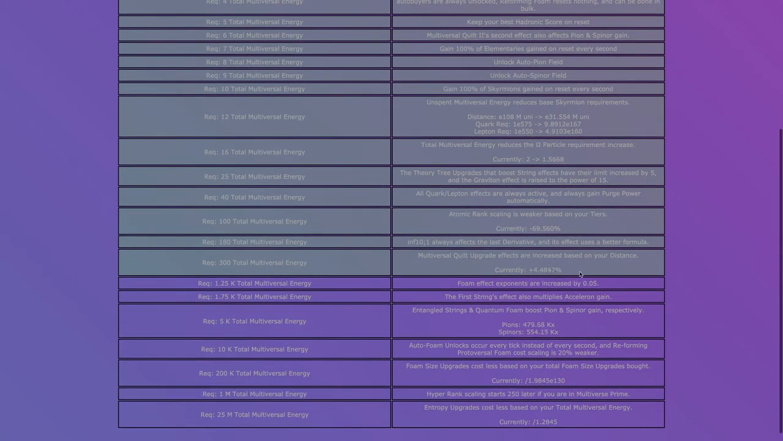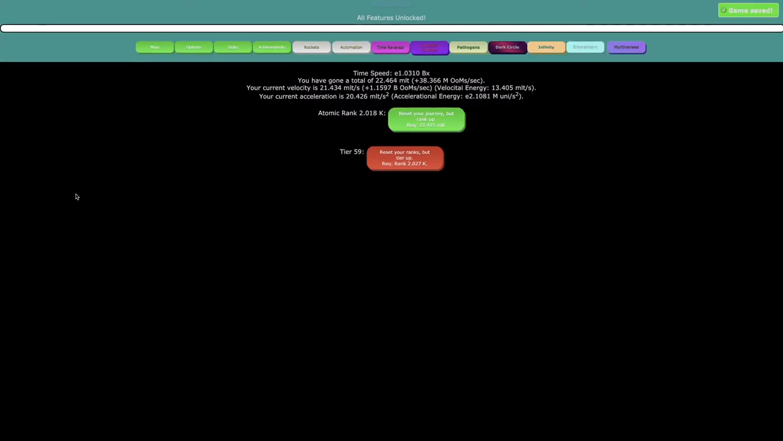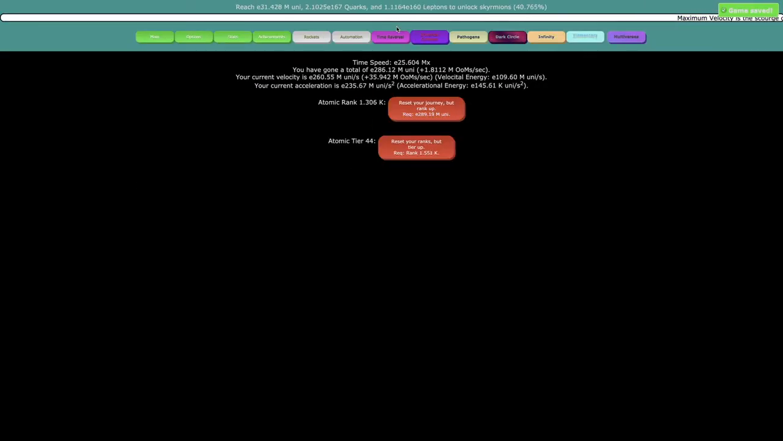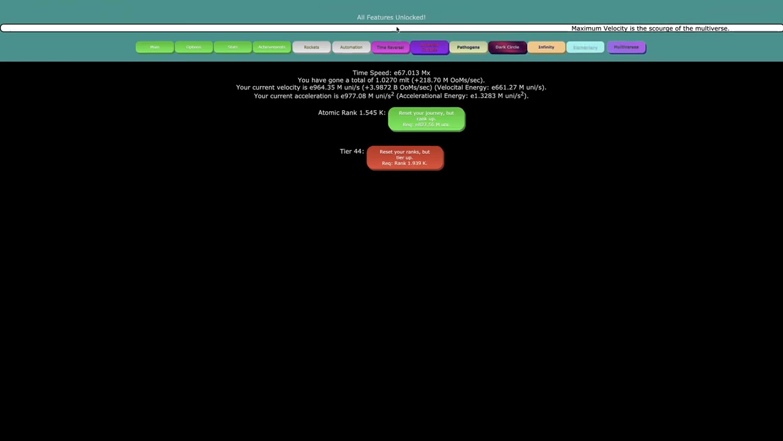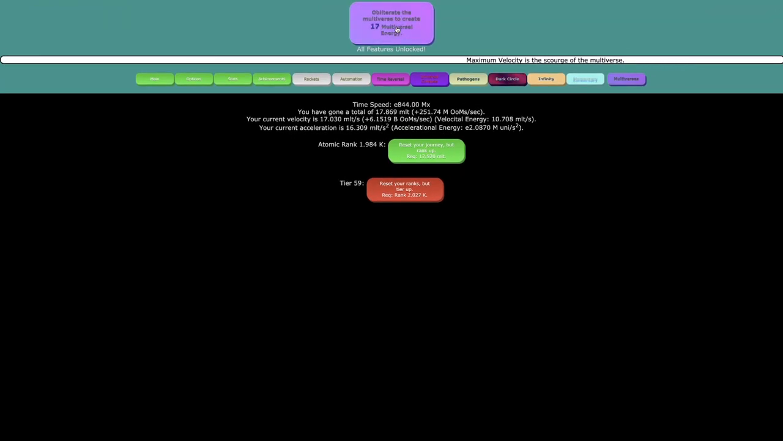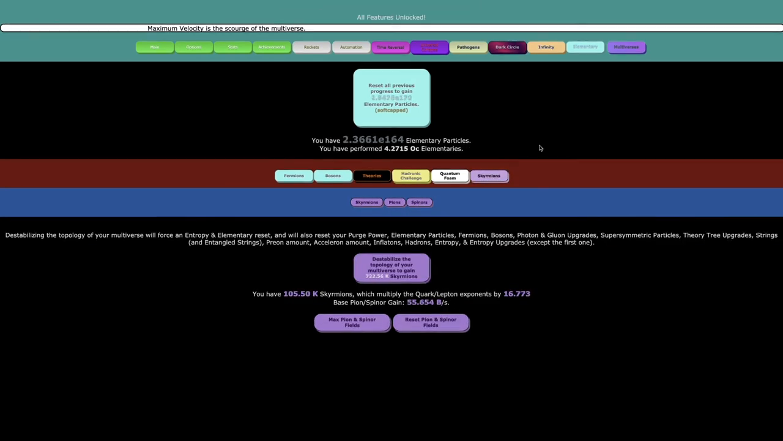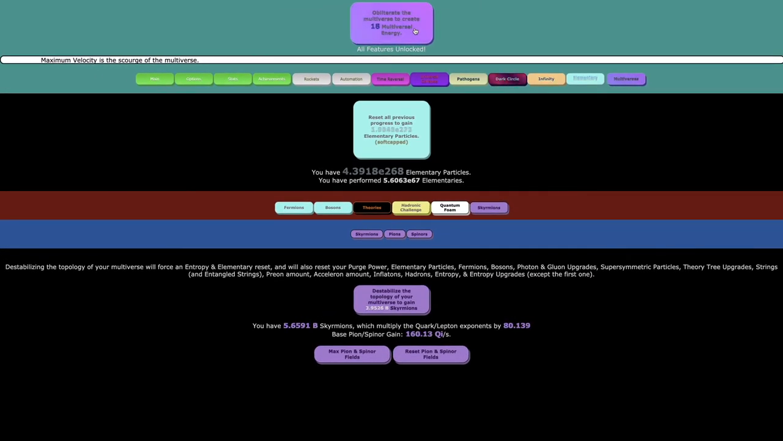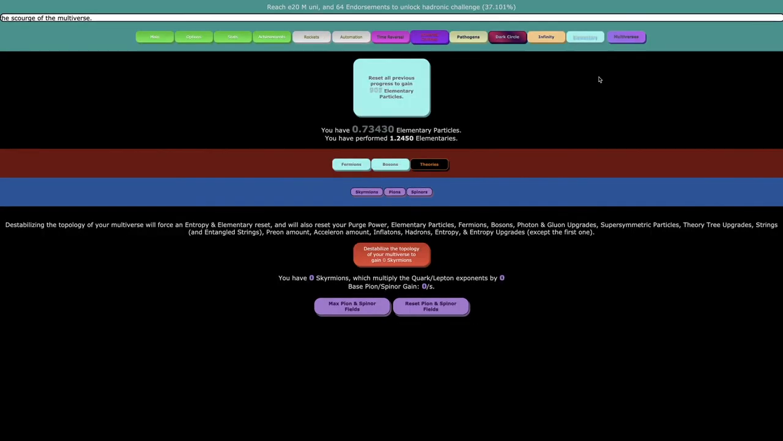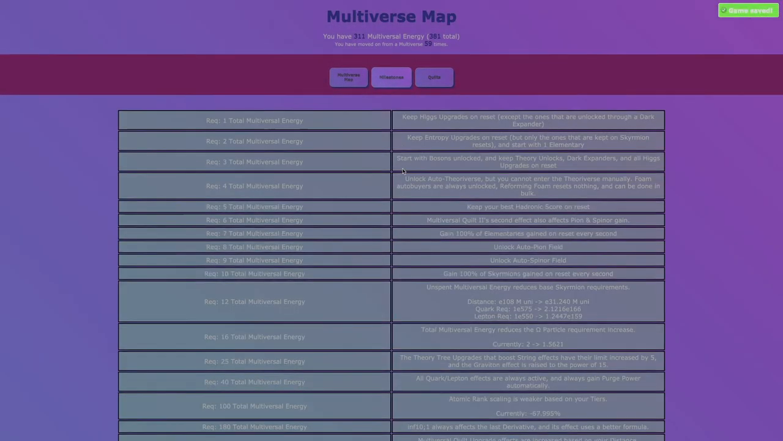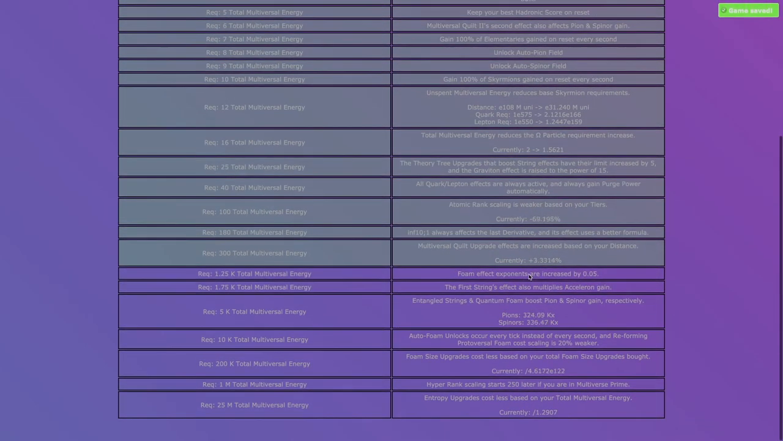But yep, now we have this upgrade. Let's see how much it's gonna do. 25. Okay, that's at least a 25% increase, probably more like a 50% increase in my total multiversal energy that I can gain on every reset. It's that powerful. The thing is that the next milestone after this one is over 1,000 total multiversal energy. So its form effects are increased by 0.05. Which, okay, it's exponents. Oh, okay, that's gonna be powerful.